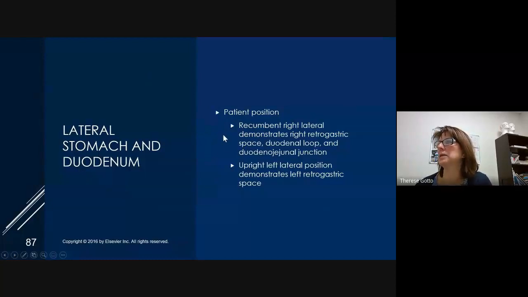Here's your lateral. We're going to do a right lateral. The recumbent right lateral is going to demonstrate the right retrogastric space, the duodenal loop, and the duodenal jejunal junction. A left lateral will demonstrate the left retrogastric space. Retro meaning behind.